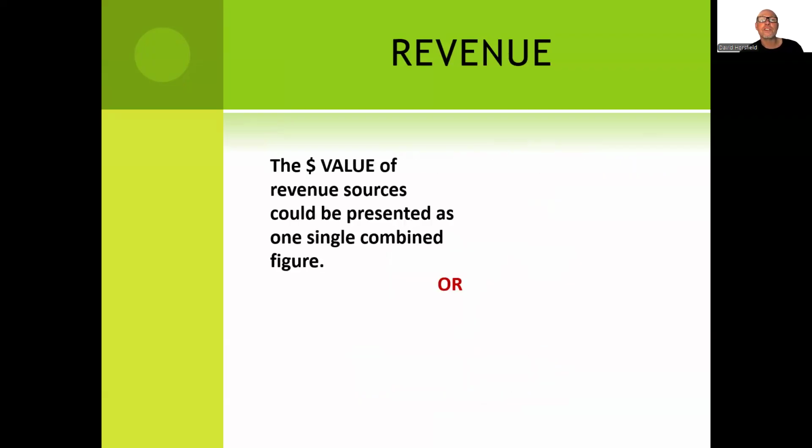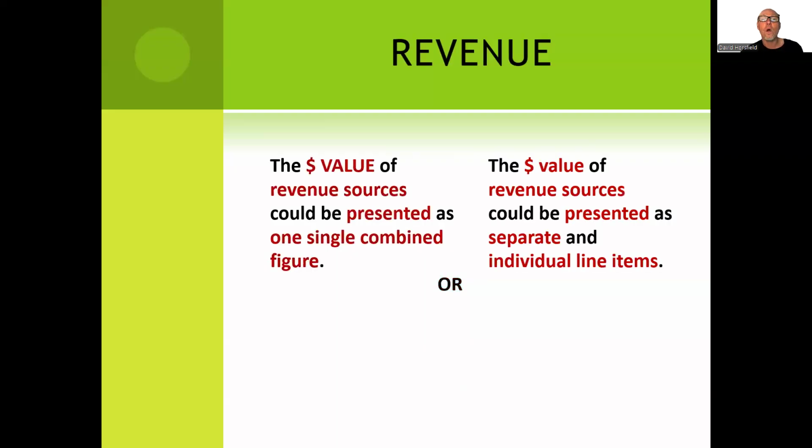Now, revenue, this dollar value of revenue sources, these different ways that revenue comes into the business. When we present financial statements, the revenue sources could be presented as one single combined figure. We could have all the different watering cans and roll it up into one giant watering can that we present in the financial statements as one single figure, or the dollar value of revenue sources could on the financial statements be presented as separate individual line items. And sometimes it's done one way and sometimes it's done the other way.